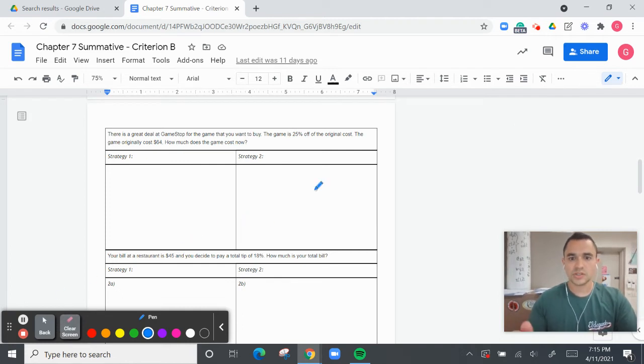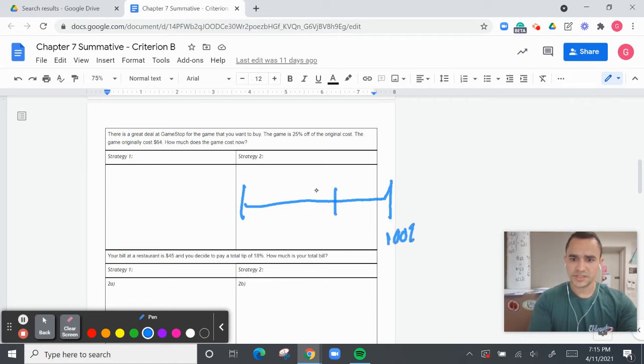Let's clear the screen. You can also do a diagram too. There's many ways you can do this. The first one is, this is 100%, this is 0%. We know that this total of 100% is going to be $64, but we know that we have a minus 25% discount.